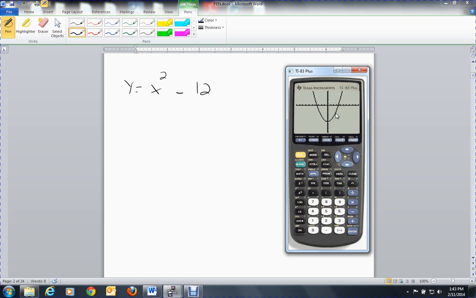Now keep this in mind. Anytime I make changes in the window, if I hit zoom 6, which is standard, it takes it back to the original settings. So zoom 6 is what you want to keep in mind.